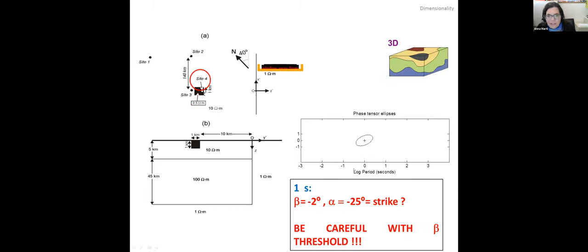And for the 3D case, yes, here we have to be careful. The phase tensor ellipse has a specific direction, in this case of 25 degrees. Beta is minus 2 degrees. We might think that this is small, but this is large. So we have to be very careful with the value of the threshold, because this, as we showed, should correspond to a 3D structure. But with this small value, we might think, no, it's 2D, but it is not. So again, be careful with the threshold of beta.